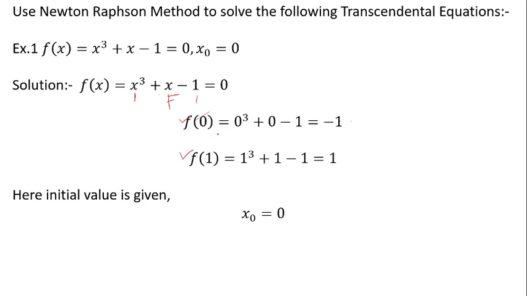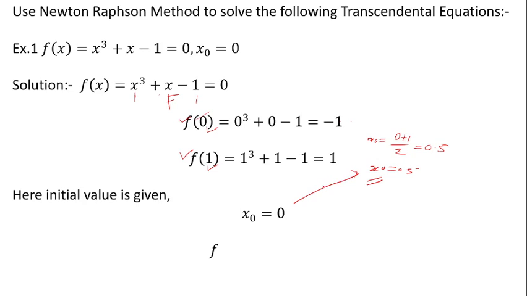Here negative positive, so you can take x0 as 0 or 1, or in some of the cases if it is not given, you can take the average of these two, that is 0 plus 1 by 2, that is 0.5 as x0. That also you can do. It will reduce the number of iterations as the value of x0 is closer to the given root. The number of iterations required to get the solution is less. So here x naught is 0.